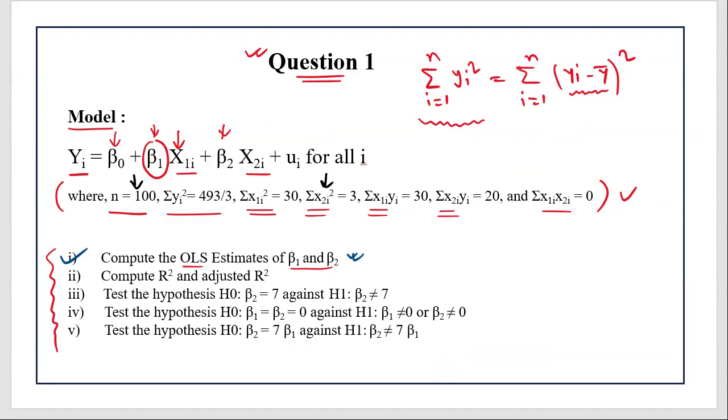Now let's move to the second part. It is saying compute R square. R square is the goodness of fit measure. R square and adjusted R square. I have also taken separate classes on what is R square, what is adjusted R square, why do we need adjusted R square, and how to find that out. Again, if you haven't watched that, please check that out.